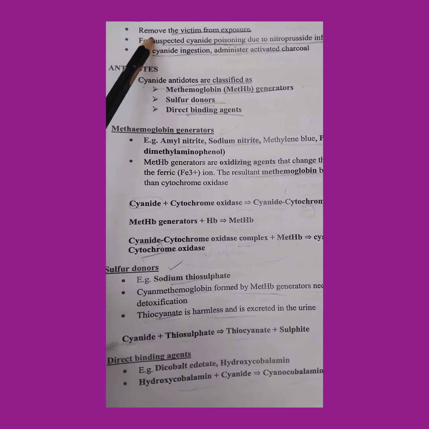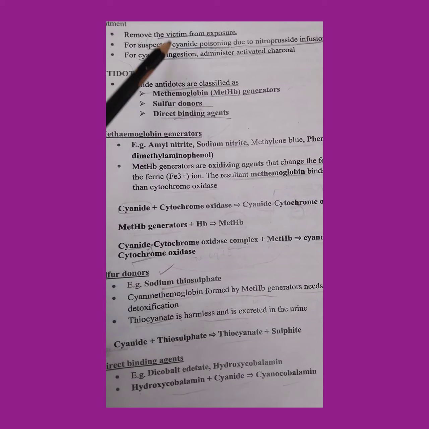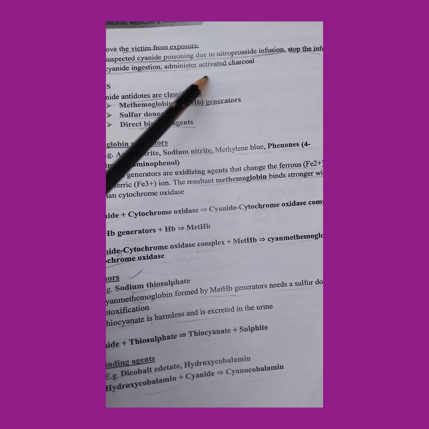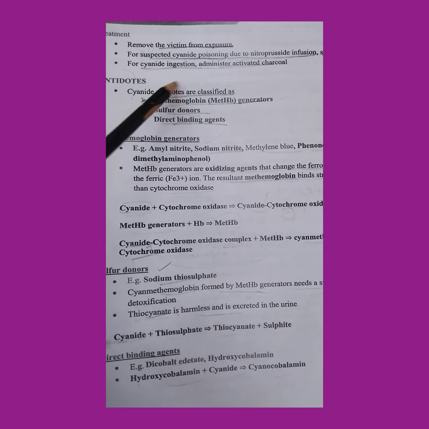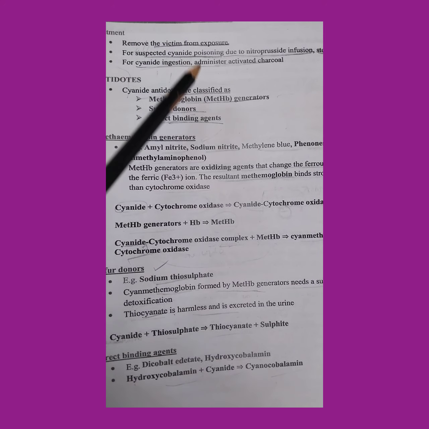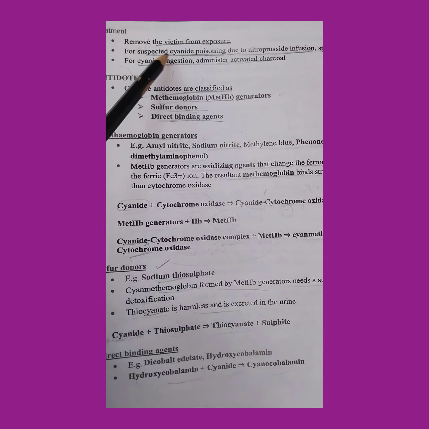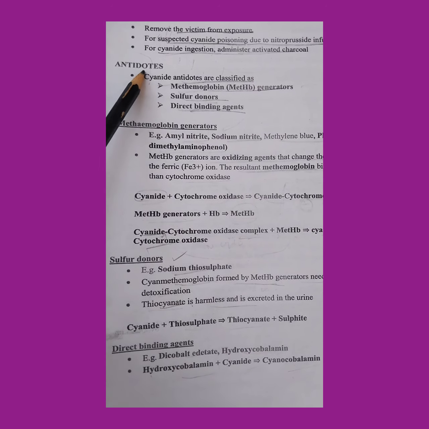First you have to remove the victim from the exposure. For suspected cyanide poisoning due to nitroprusside infusion, you should stop the antihypertensive infusion, and for cyanide ingestion you should administer activated charcoal, because the activated charcoal will absorb the cyanide. So what are the antidotes for cyanide poisoning?